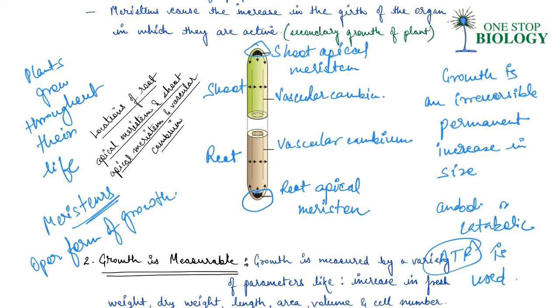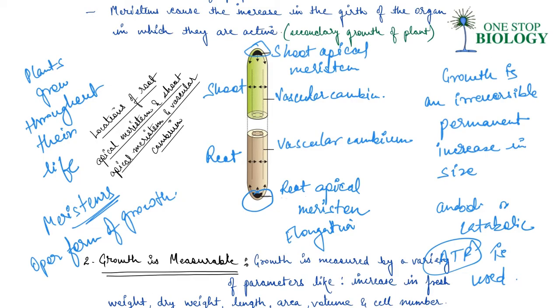Now what happens is that this root and shoot apical meristem are responsible for primary growth of the plant. They contribute to elongation, right? They contribute to elongation as well of the plants, which happens along the axis, right?